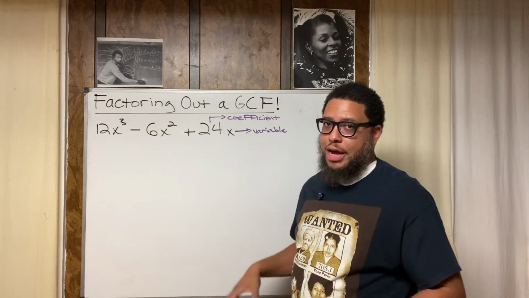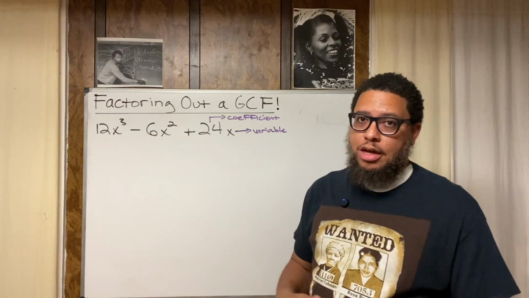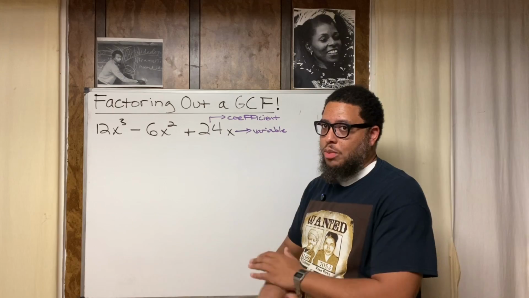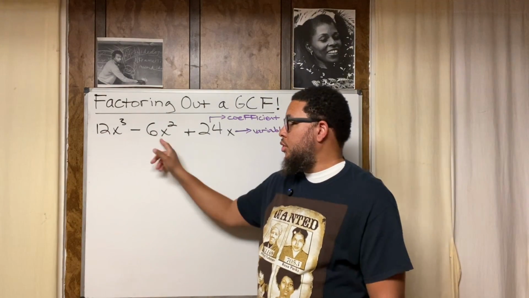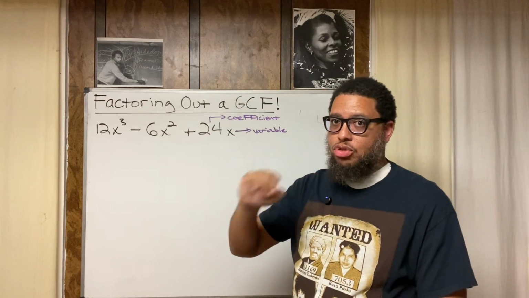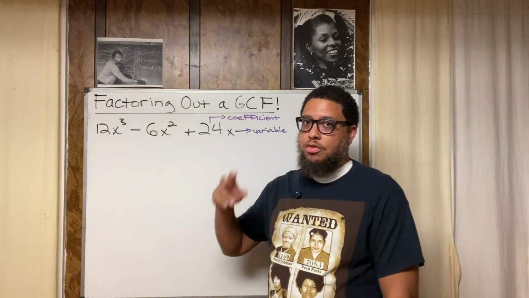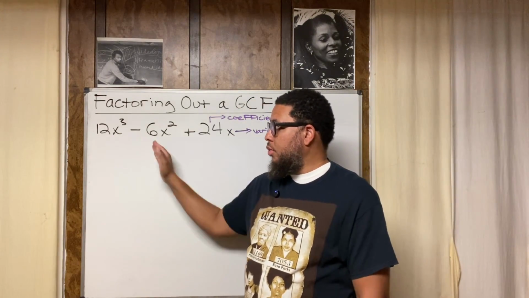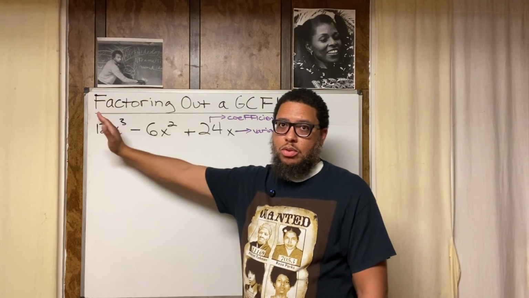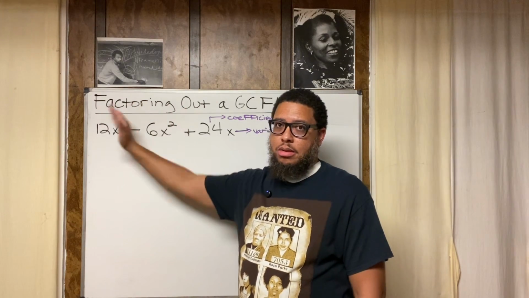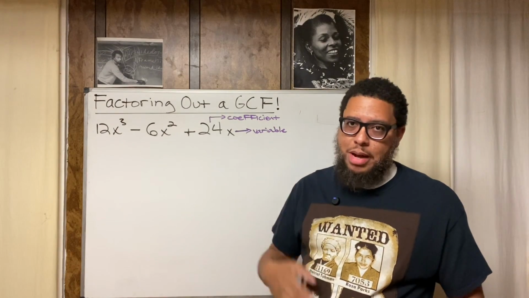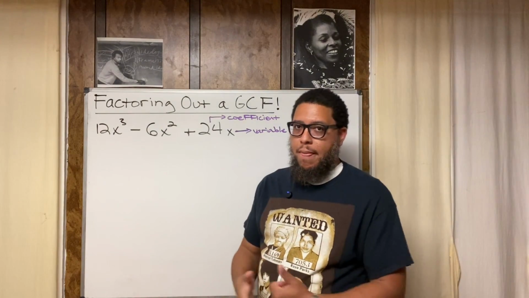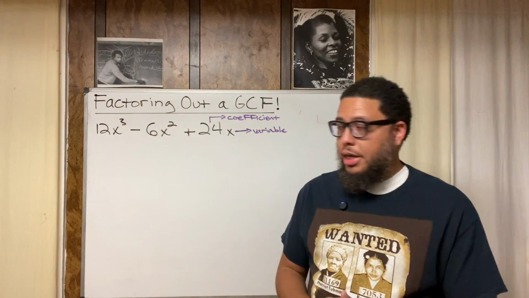Now, there are many ways of factoring. Factoring out a GCF is just the first method that you should always attempt, no matter what the expression looks like, whether it's a trinomial, three terms means it's a trinomial, whether it's a binomial, if it only had two terms, or if it could be a 4-term polynomial, you always try to find a GCF. All right, now, how do you find a GCF?